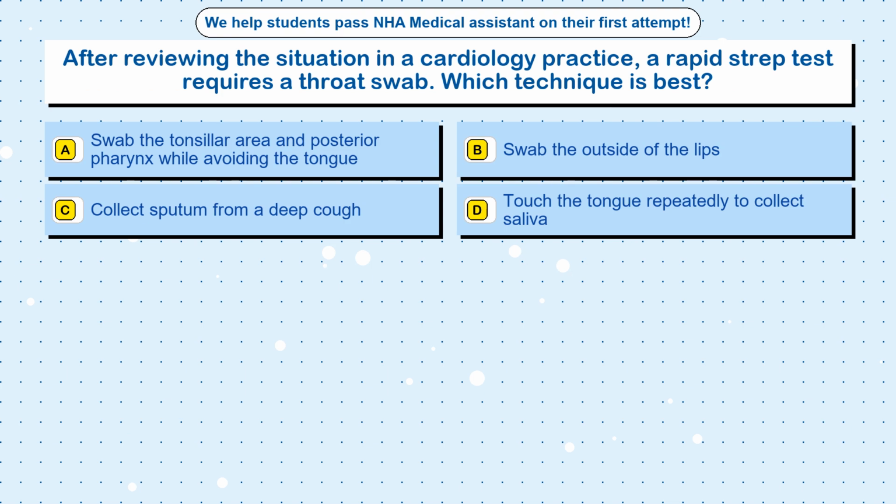Question 36. After reviewing the situation in a cardiology practice, a rapid strep test requires a throat swab. Which technique is best? Option A. Swab the tonsillar area and posterior pharynx while avoiding the tongue. Option B. Swab the outside of the lips. Option C. Collect sputum from a deep cough. Option D. Touch the tongue repeatedly to collect saliva.